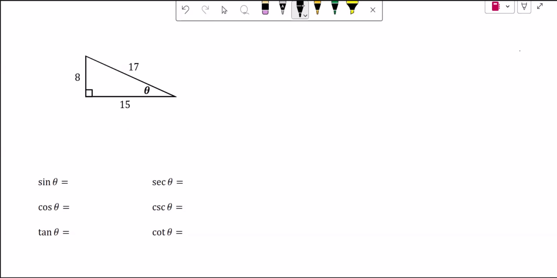Hopefully you didn't freak out because the theta is over here this time, because it's the same rules. Right next door is our adjacent, ADJ. Over here is our opposite, OPP. And then, of course, the hypotenuse is the longest side, but also our square points to it. So this is the hypotenuse. Now let's start answering our trig functions. Let's remember, SOHCAHTOA.